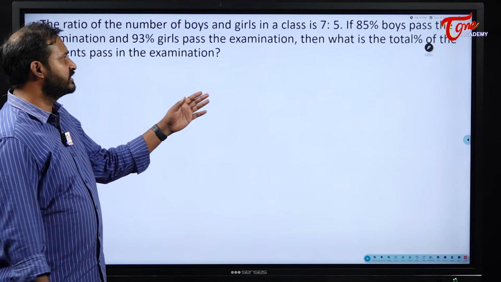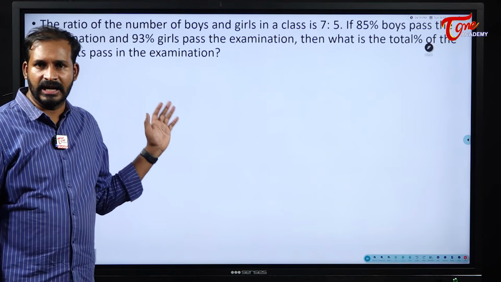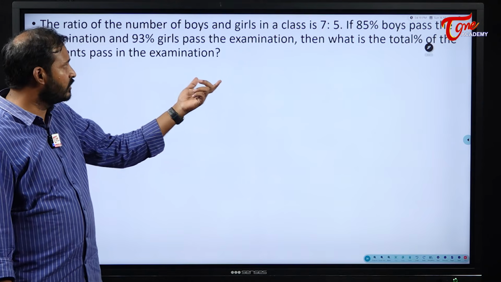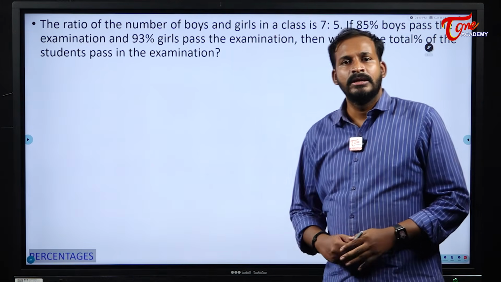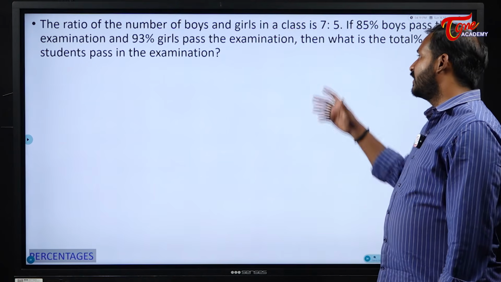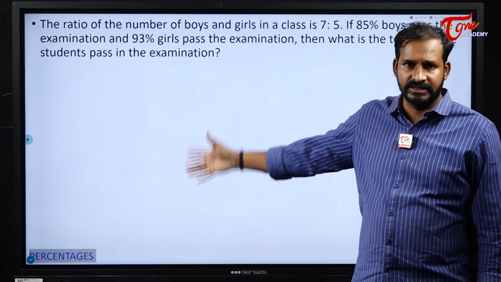This is the same question which we have solved similarly in the last problems. So please note down this question, try to solve it, and mention the answer in the comment section. We already solved a similar one.